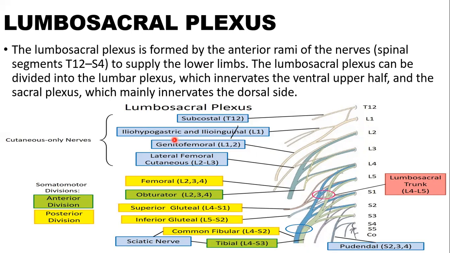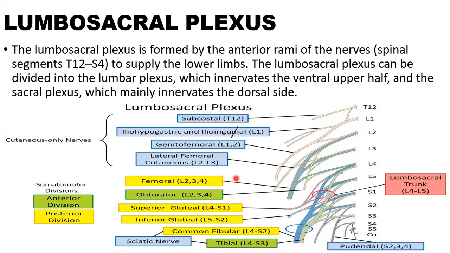We'll talk about the iliohypogastric nerve. We'll talk about the ilioinguinal nerve. We'll talk about the genitofemoral nerve from L1 to L2. We'll talk about the lateral cutaneous femoral nerve, which is from L2 to L3. We'll talk about the femoral nerve from L2 to L4. We'll talk about the obturator nerve from L2 to L4 as well. So these nerves come from the lumbar plexus.